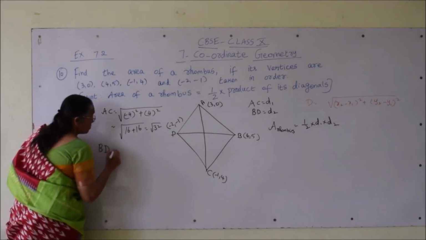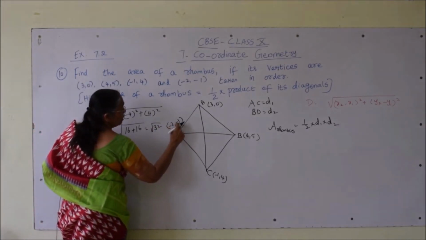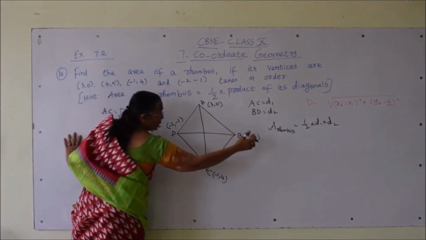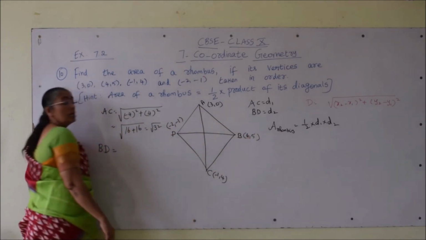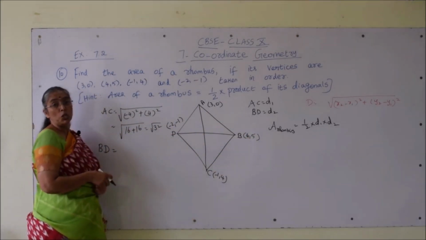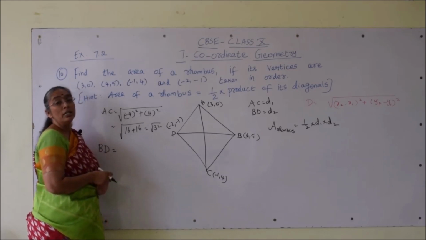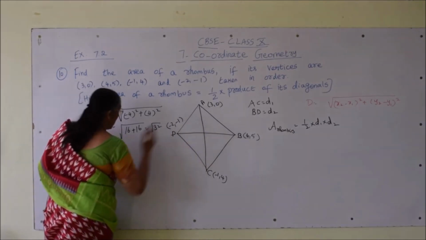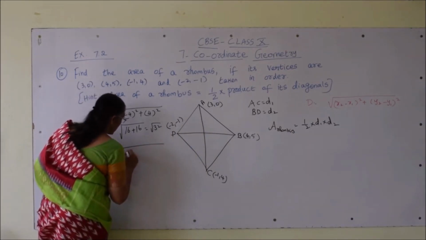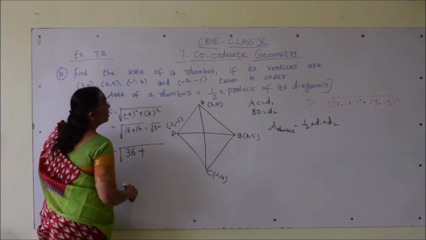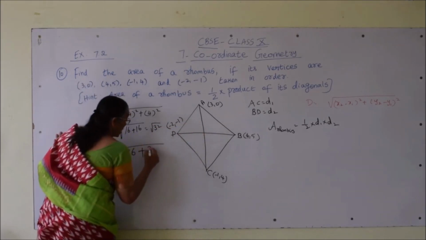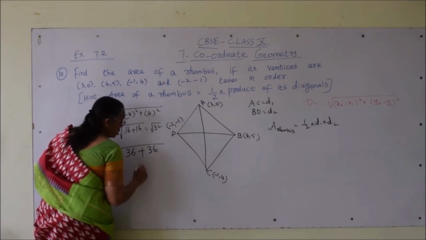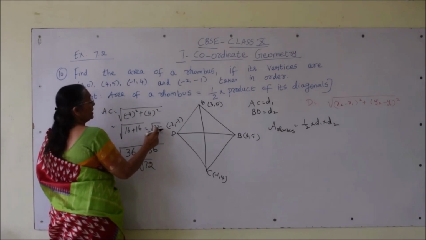Now BD, while finding the BD distance, we can consider either point as x1 y1 and the other as x2 y2, and we can write even x1 minus x2 whole square or x2 minus x1 whole square. Since we are squaring it, both the answers will be same. Now minus 2 minus 4 whole square, minus 6 square, which is 36. Minus 1 minus 5 whole square, again 36. So root over 36 plus 36, which is nothing but root 72.